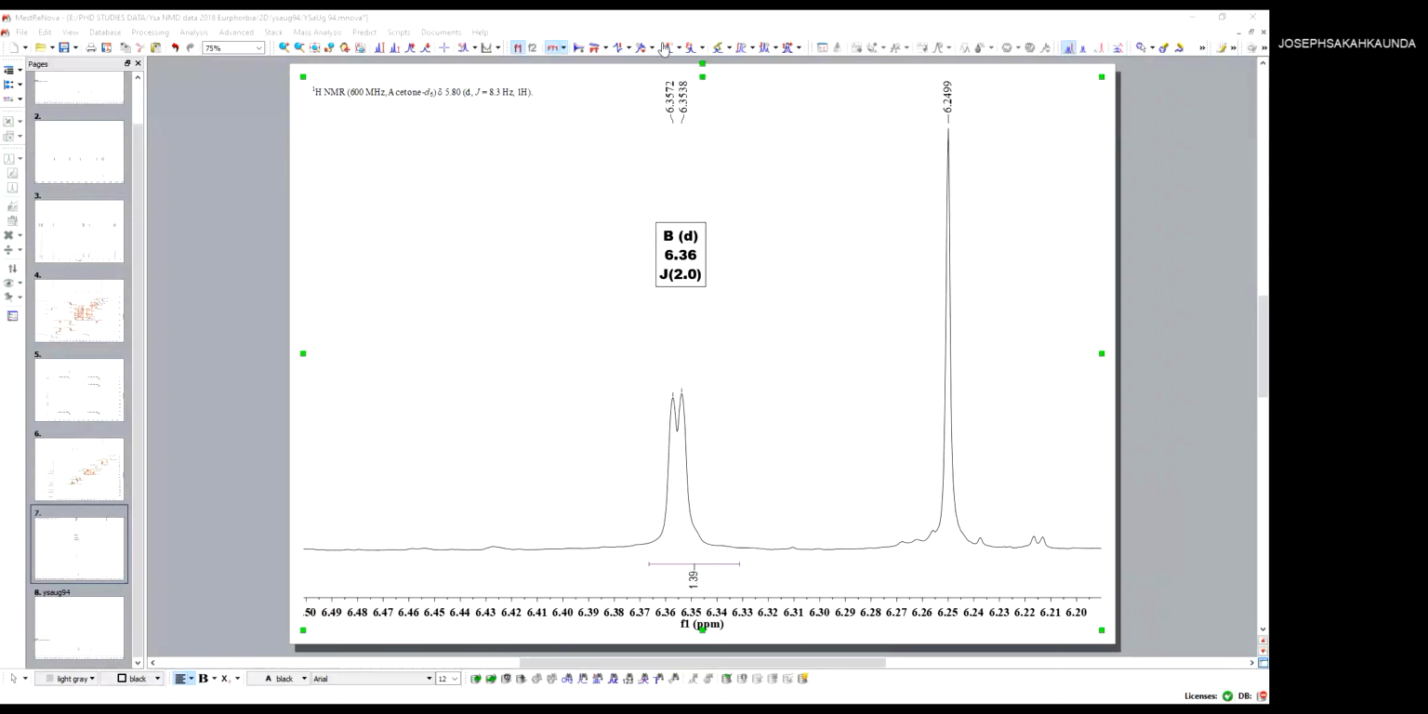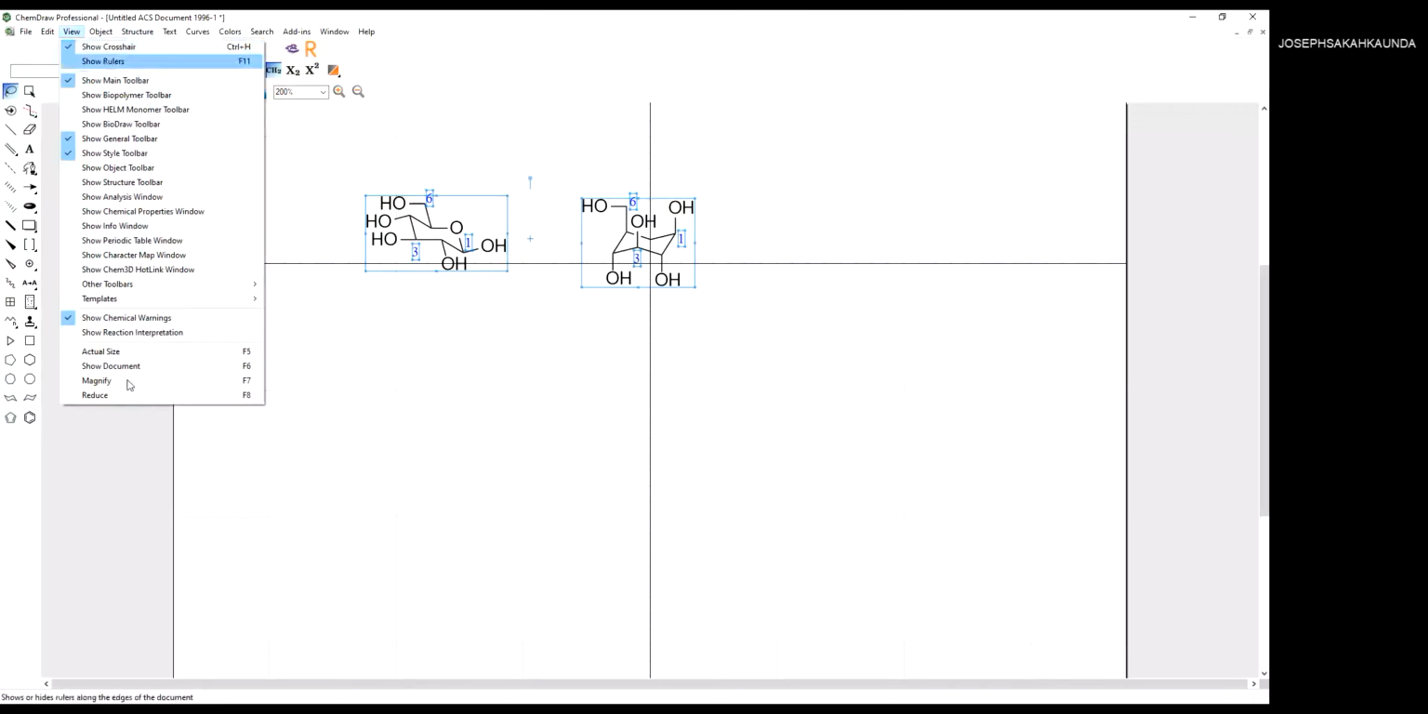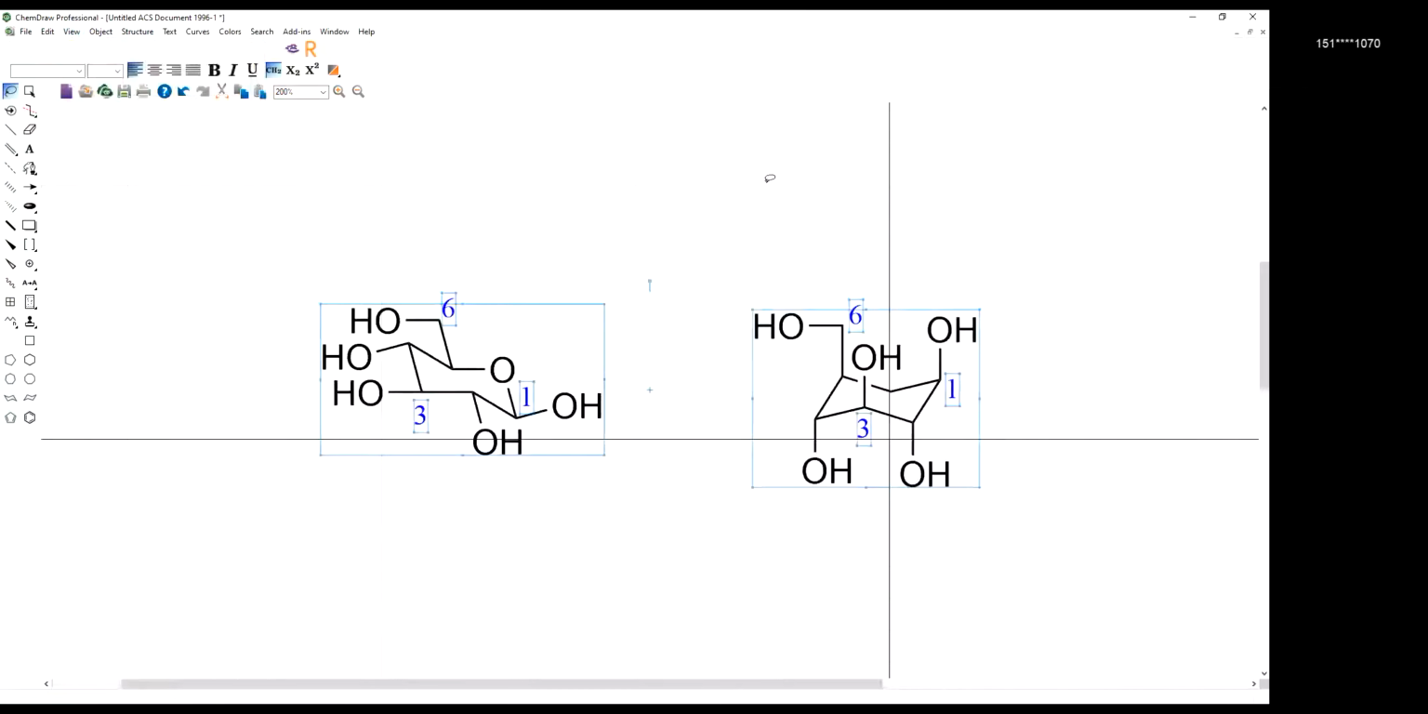New share, ChemDraw. Can you see my screen? Are they big enough? Magnify. Yes, we can see it. Thank you very much. It's bigger now. Yes.